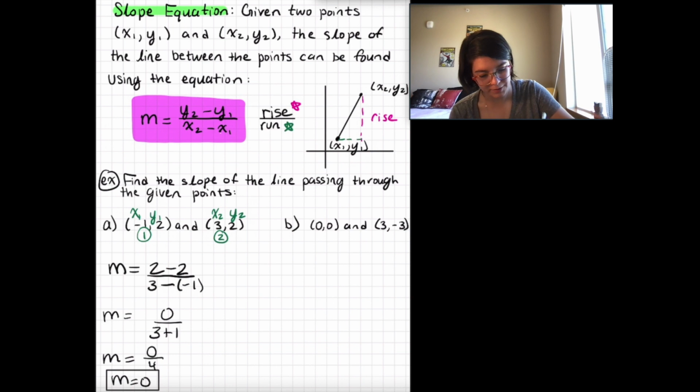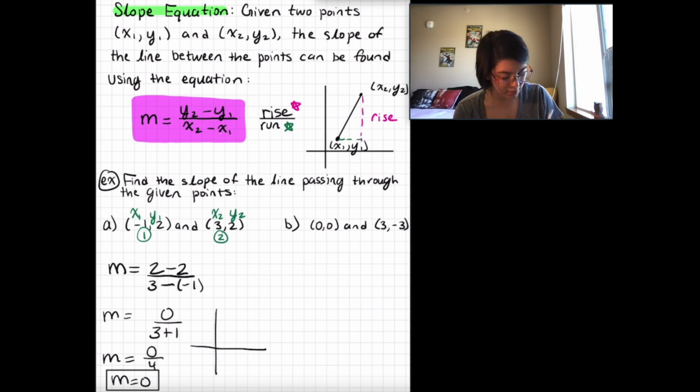And if we were to think about that graphically, remember, this means that we're walking along a flat surface. So maybe our line looks something like this. We're walking along a flat surface.